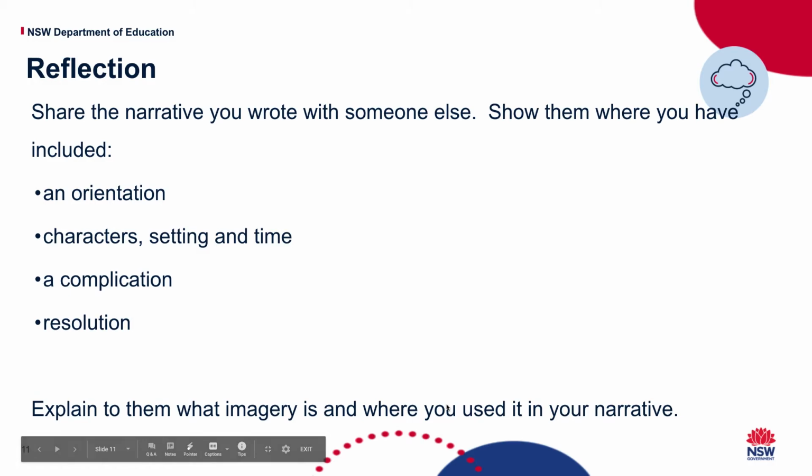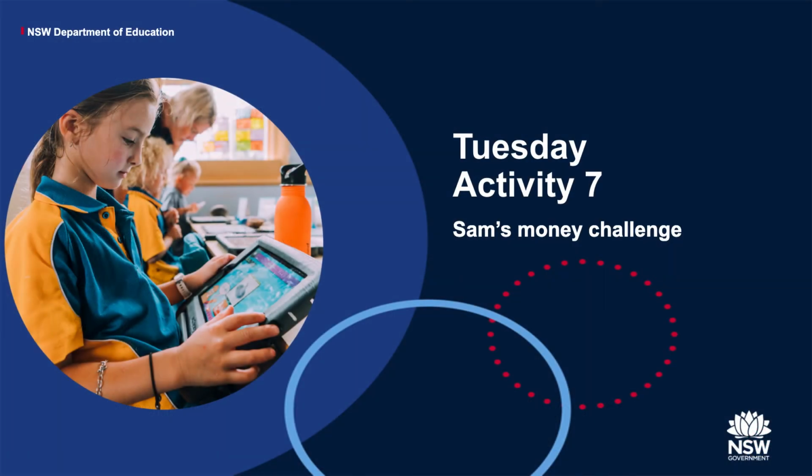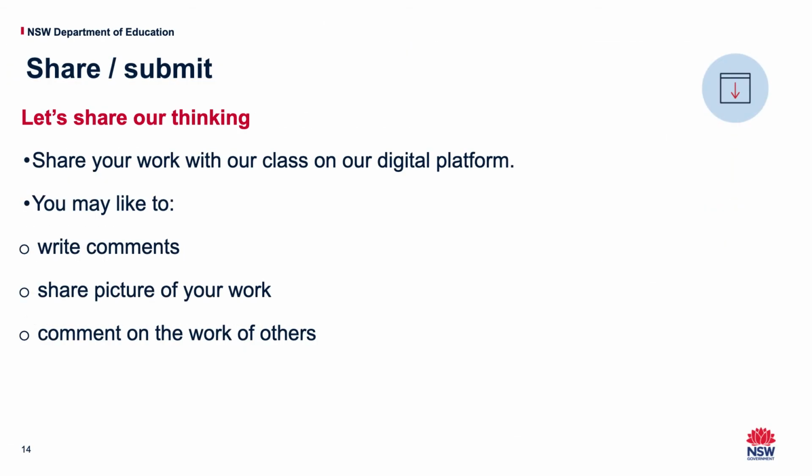My mouse is just making the slides go by themselves. Tuesday activity, Sam's Money Challenge. We want you to use cubes. Read the question. Circle the numbers. Underline the question words. Box up the key ideas. Eliminate the rest and draw a picture to check your answer. Then write your answer.